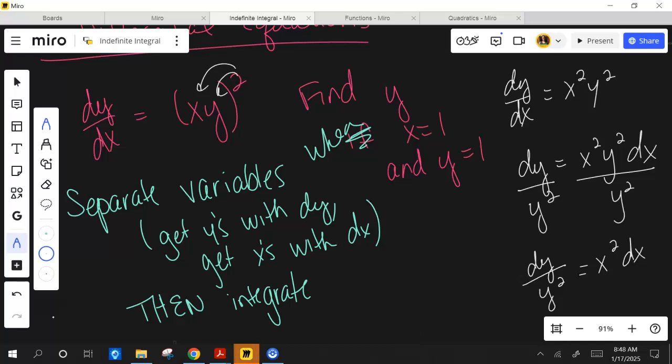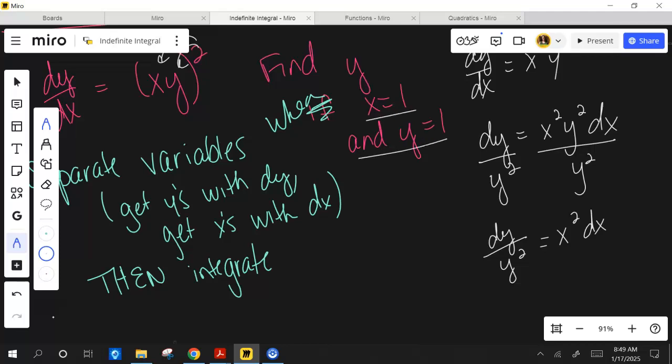Then integrate. Once they're separated, I have never seen an AP question where you did not get points for separating the variables like that. 1 to 2 points on an FRQ every single time, just for getting them on different sides, getting the y's with the dy's, the x's with the dx's. Period. Every time.